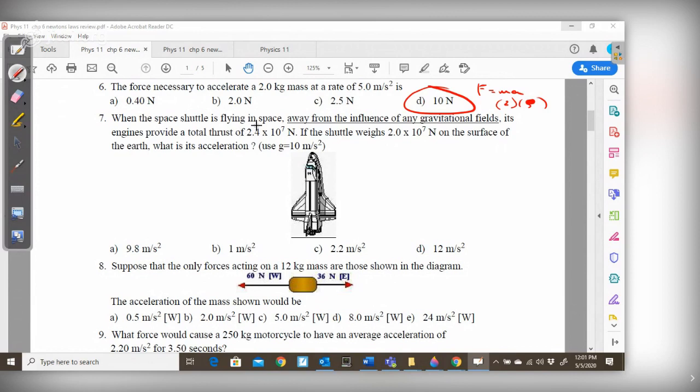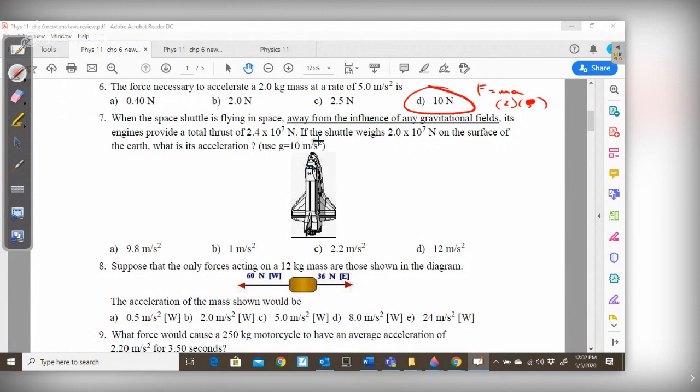When the space shuttle is flying in space, away from the influence of any gravitational fields, and this means that it's in free fall, it's in orbit, and it seems weightless. Universal gravitation tells us that every object in the universe is attracted towards every other object in the universe. So you're never away from gravitational fields, but we can be in free fall, which gives us the impression of not having gravity affecting us, but it's causing us to be in orbit.